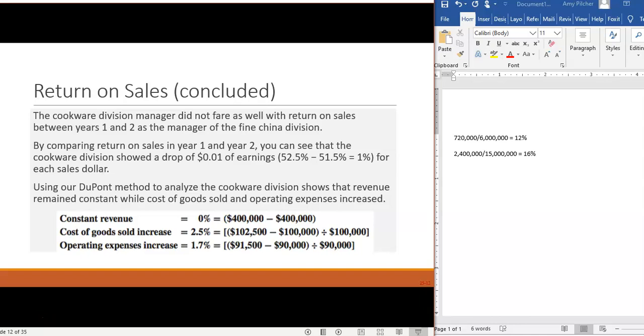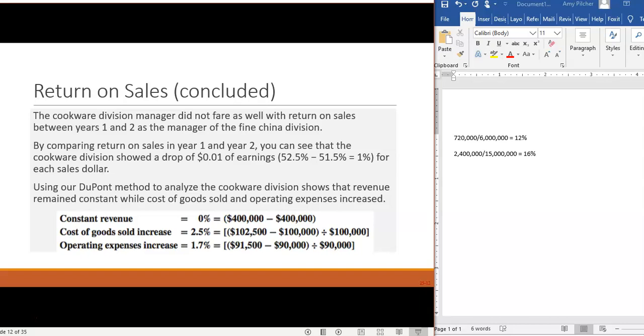So we can see that we increased our earnings from year one to year two. Actually, sorry, we decreased. In the cookware division, we didn't do as well as the fine china division. So we had a cost of goods increase, an operating expenses increase, and a revenue decrease.